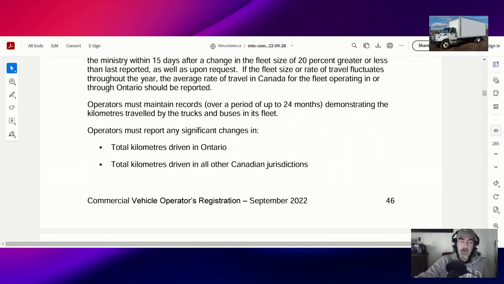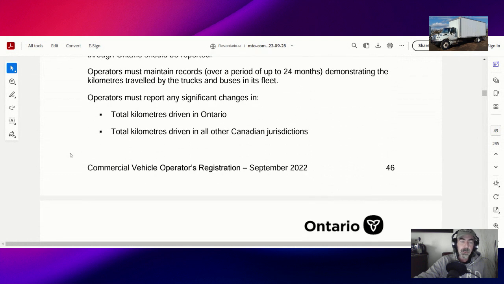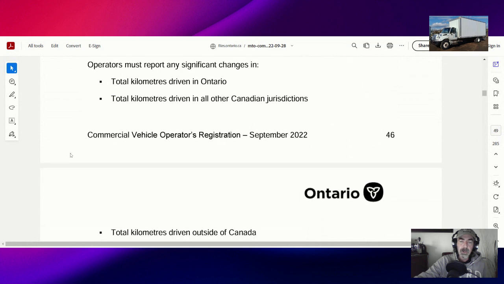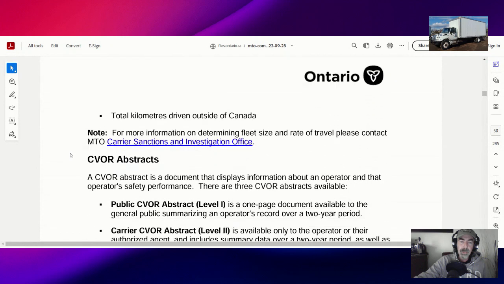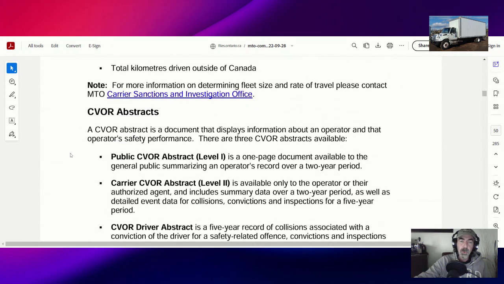Operators must maintain records over a period of up to 24 months demonstrating the kilometers traveled by the trucks and buses in its fleet. Operators must report any significant changes in total kilometers driven in Ontario, total kilometers driven in all other Canadian jurisdictions, and total kilometers driven outside of Canada. Note, for more information on determining fleet size and rate of travel, please contact MTO Carrier Sanctions and Investigation Office.